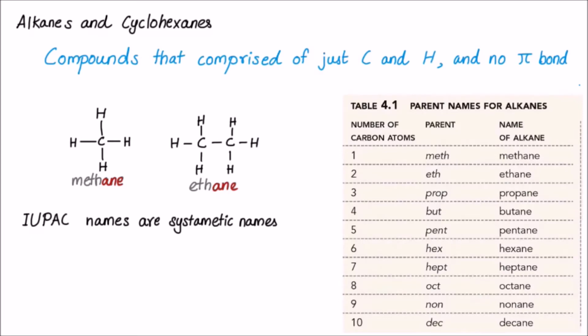If you look at the table, we have a list of hydrocarbons with number of carbon atoms from 1 through 10. The hydrocarbon with carbon number 1 is called methane. Hydrocarbon with carbon number 2 is called ethane. And then we have propane, butane, pentane, hexane, heptane, octane, nonane, and decane, depending on the number of carbon atoms in the compound.